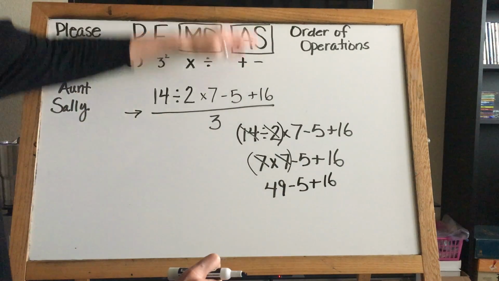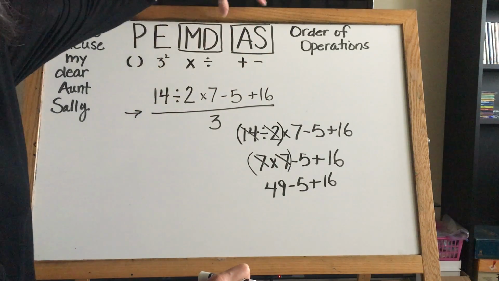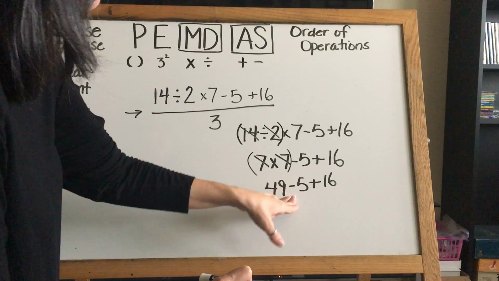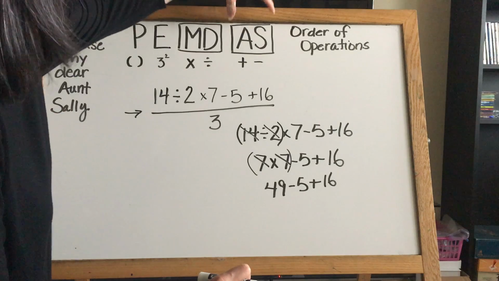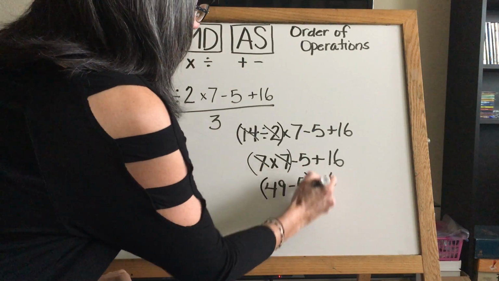We come back to PEMDAS. We have subtraction and addition. Well, they're in a box. Again, showing us they have equal value. So it doesn't matter that subtraction comes first, but the S is last, because we do these in order from left to right. So we're actually going to do this first.